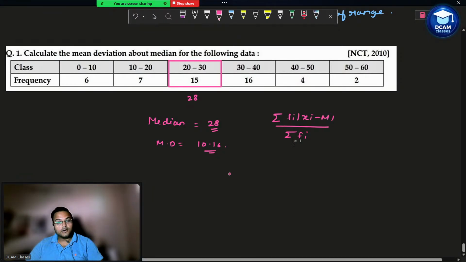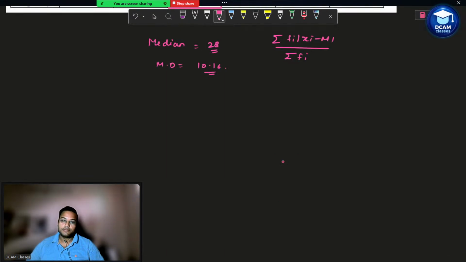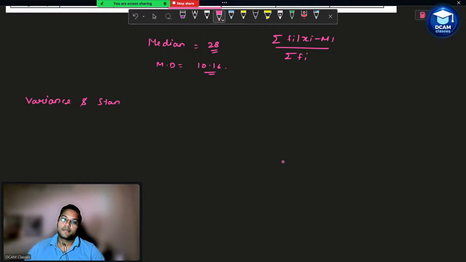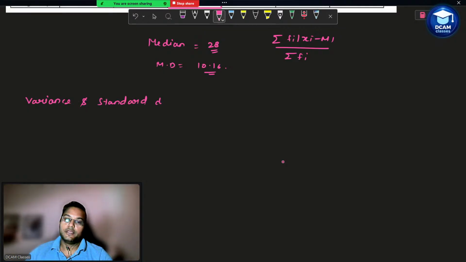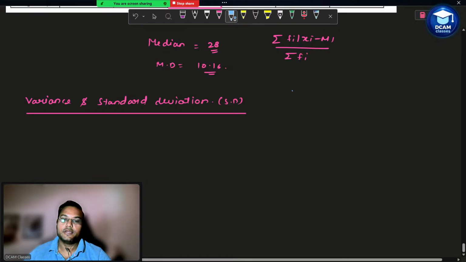Acha. Now let's come to the next part. This part that I'm going to tell you is very important, because many questions are being asked from this part only. Variance and standard deviation. Basically, you should know how to calculate the variance, that's all. And standard deviation is basically the square root of the variance.